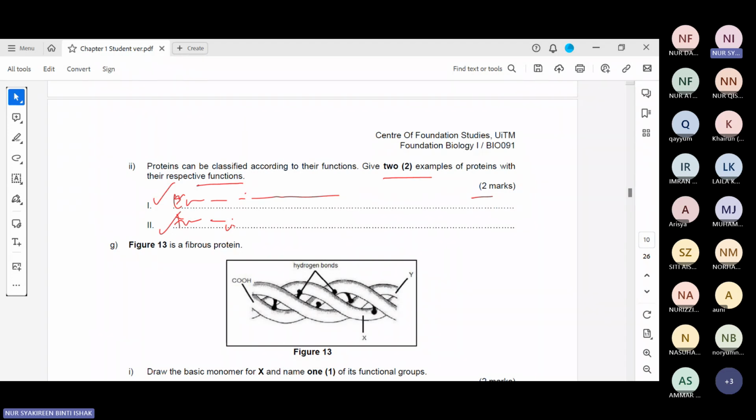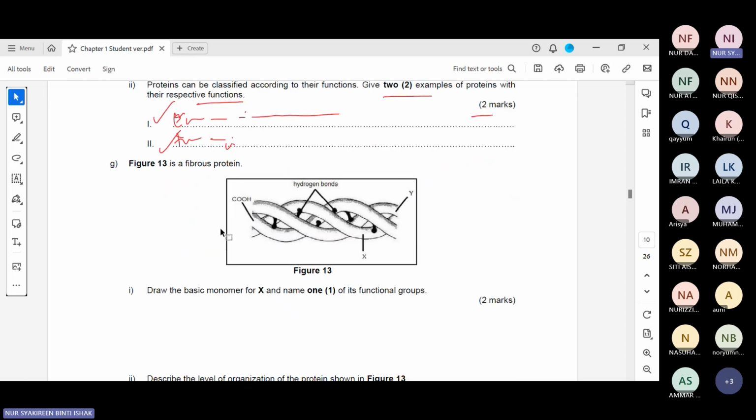So ada banyak, ada dalam otak awak, ada dalam jadual, kan? So just ambil lah 2. So hafalkan. Okay, so figure 13 is a fibrous protein. Okay, so fibrous protein, tadi kita tengok globular, so this one is fibrous. So feature or properties of fibrous protein, it is insoluble in water. Okay, it is insoluble in water.